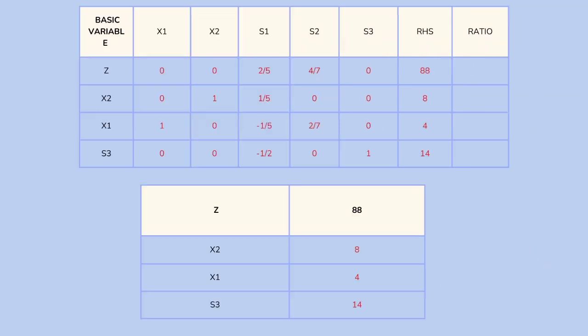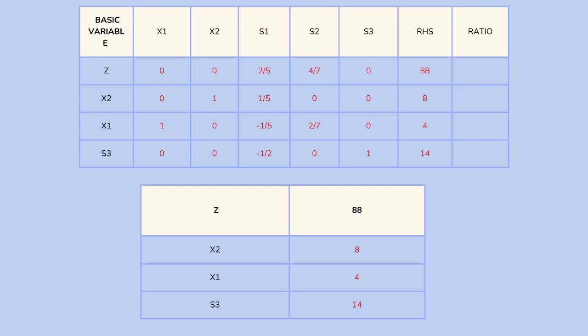So, then, kukunin na natin yung right-hand side value ng ating Z, X sub 2, X sub 1, and slack 3. So, sa Z, meron tayong 88. Sa X sub 2 naman, meron tayong 8. And sa X sub 1 naman, meron tayong 4. And sa slack 3, meron tayong 14.